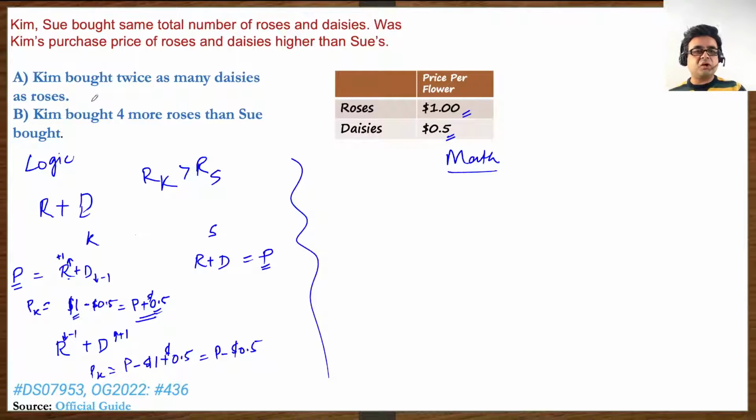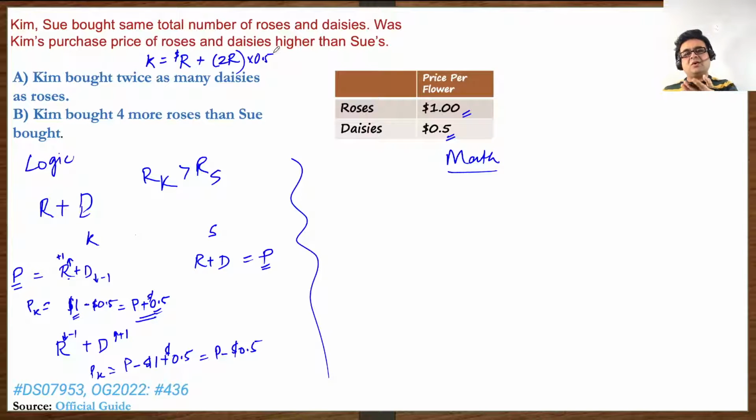So in statement 1, we are given that Kim bought twice as many daisies as roses. What does that mean? This is only for Kim, right? So Kim is given to be R plus 2R. This is what Kim's number of flowers is, and the price would be a dollar multiplied by 0.5.